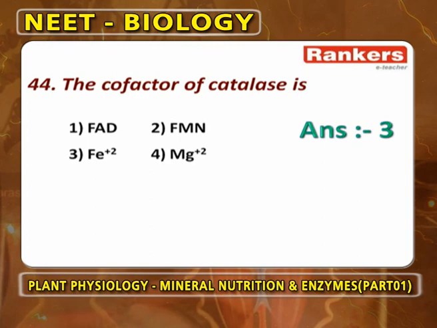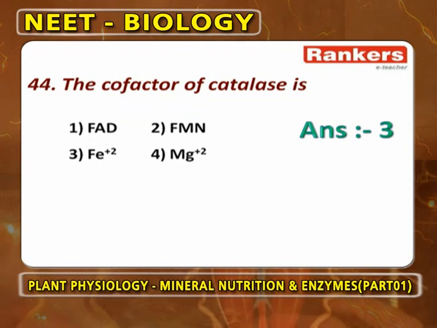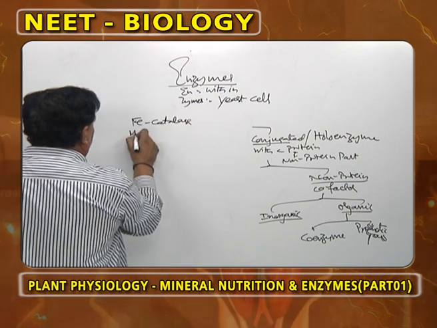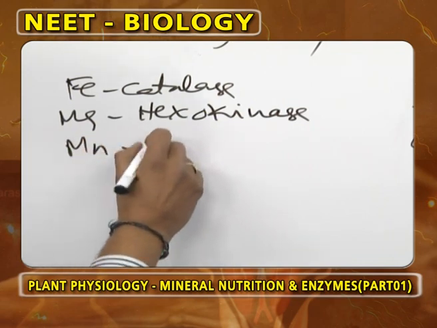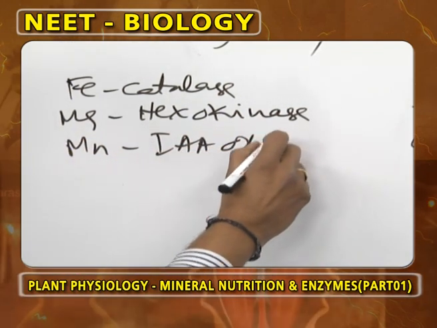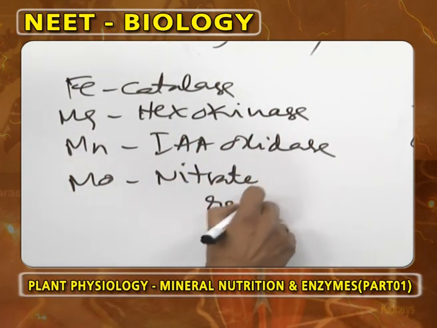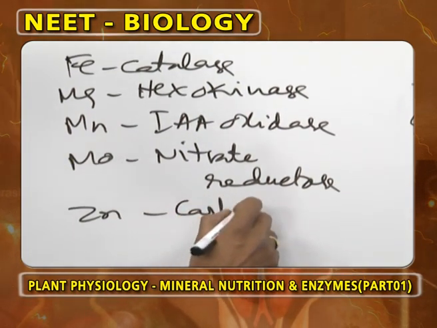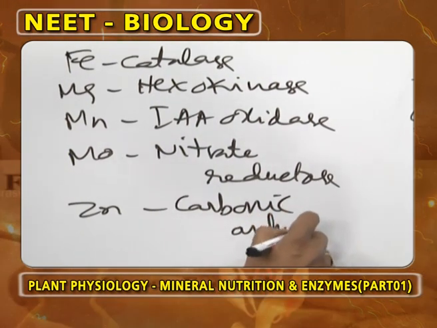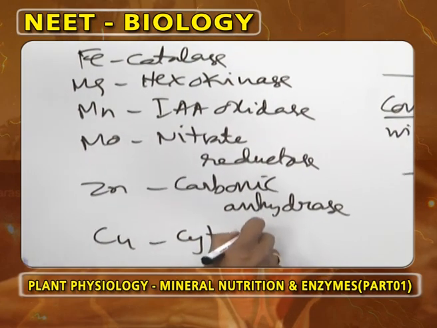The cofactor of catalase enzyme. I will write all the things. Iron is for catalase. Magnesium is for hexokinase. Manganese is for IAA oxidase. Molybdenum is for nitrate reductase. Zinc is for carbonic anhydrase. Then copper is for cytochrome oxidase.